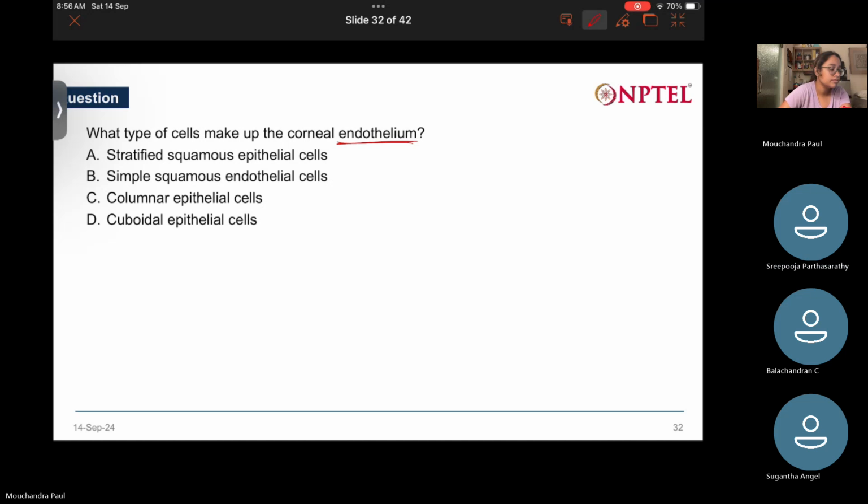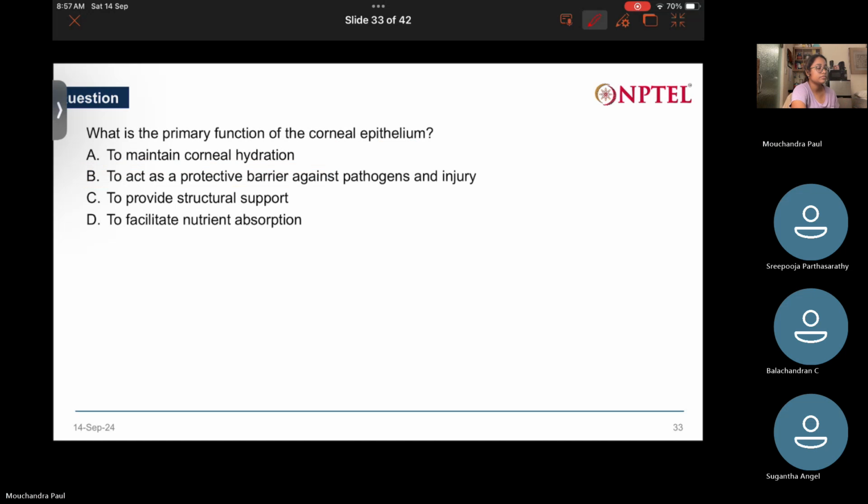B, ma'am. Yes, you're correct. It is the endothelial cells, which are basically simple squamous. Right. Now the primary function of corneal epithelium: to maintain corneal hydration, to act as a protective barrier against pathogens and injury, to provide structural support, to facilitate nutrient absorption.